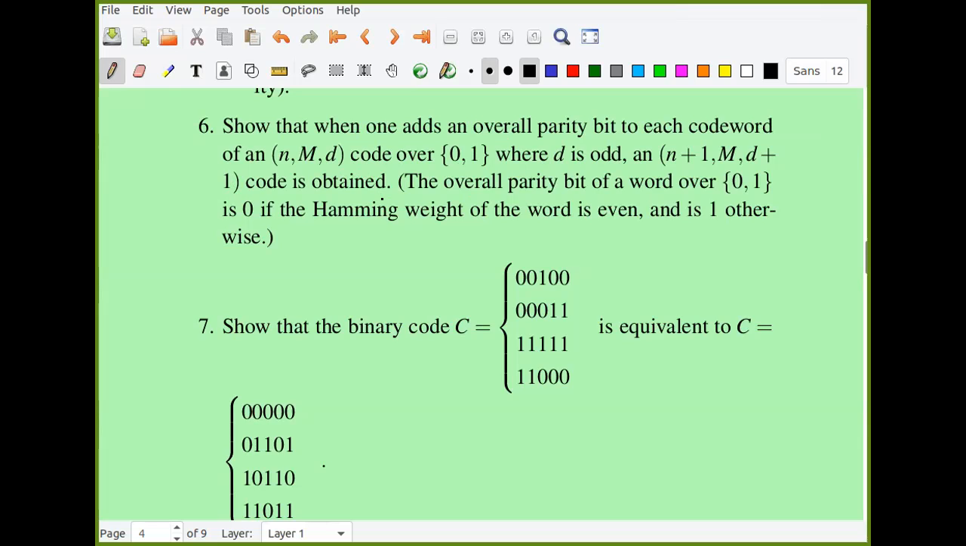So for example, you take 00, 01, 10, 11. I'll add a parity check to this, right? Now the parameters are (2, 4, 1), but here it is (3, 4, 2), right? I hope it is clear. So this can always be done.